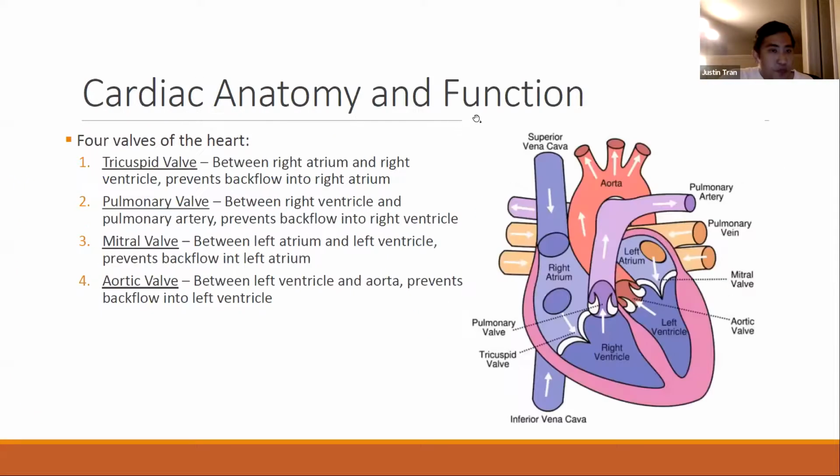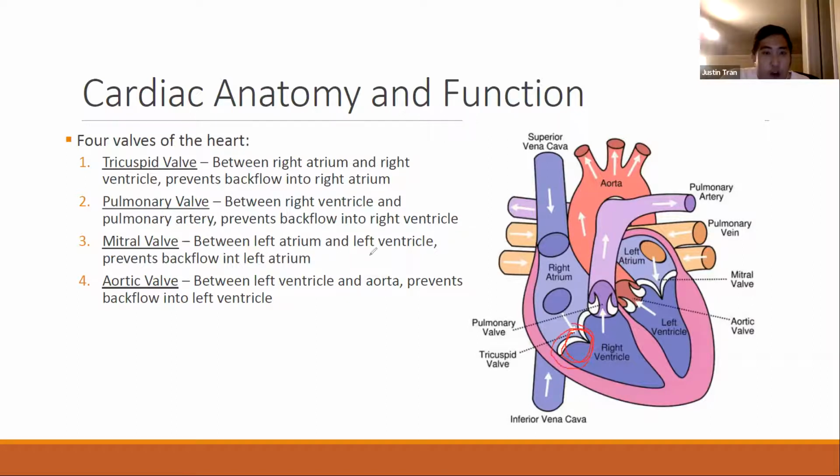Okay. And so maybe I swapped the slide, but we're back inside the heart, okay? And now we're going to talk about the valves. Just like I mentioned before, we have 4 different valves in the heart, okay? The first valve is the tricuspid valve, and the tricuspid valve is located right here, okay?